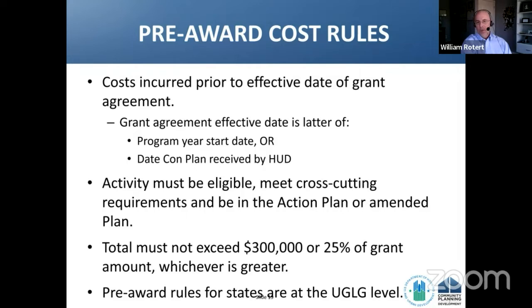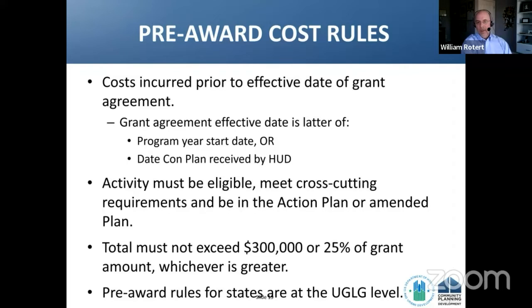So when you did your substantial amendment, or in some cases, you were actually in the process of developing an action plan or a consolidated plan, those costs must be included in that plan in order to be considered pre-award costs. The total must not exceed $300,000 or 25% of your grant amount, whichever is greater. So for those recipients that received a sizable COVID funding grant, it might be over that $300,000 amount.